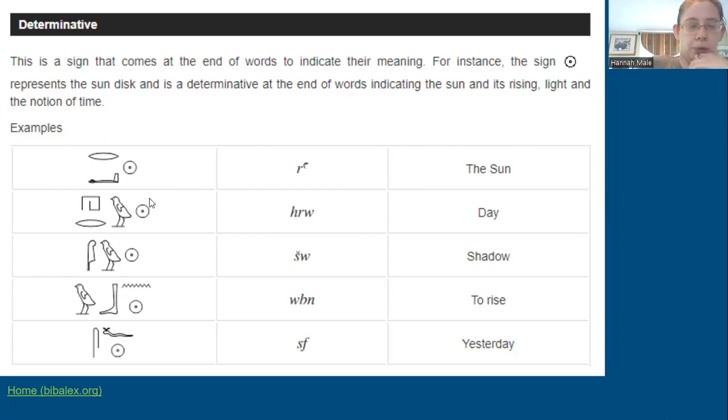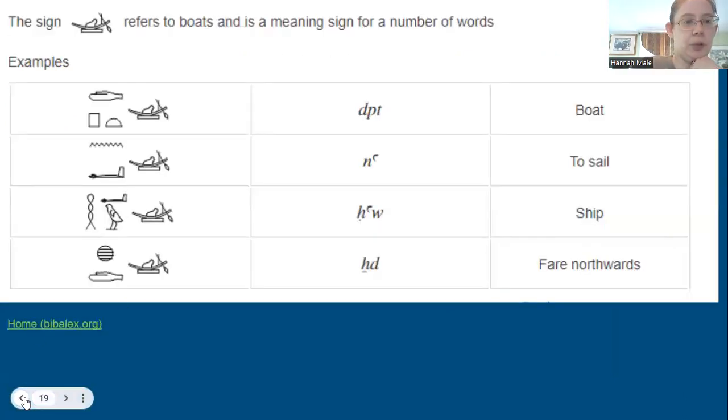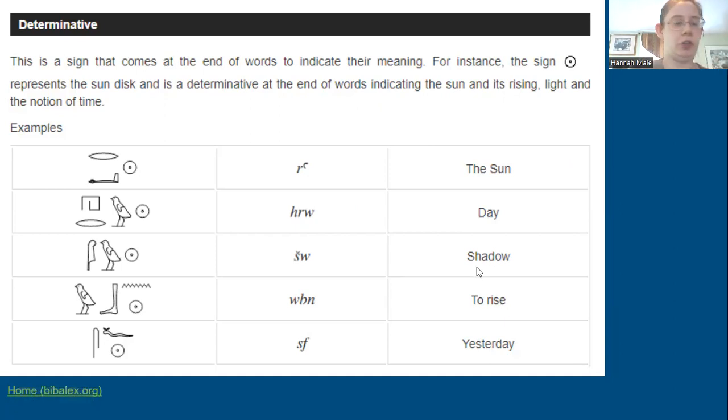So HRW. This makes up the hieroglyphic word. This is the determinative. You have another word that means shadow. So you have the S with the little V on it, then that W again, and then the determinative.